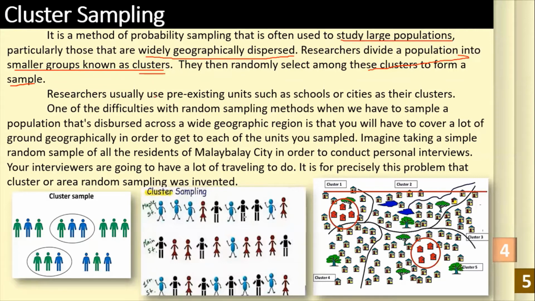So, the researchers usually use pre-existing units or pre-existing clusters or groupings. So, for example, kanang school or cities as their clusters. So, one of the difficulties with simple random sampling methods when we are to have a sample.